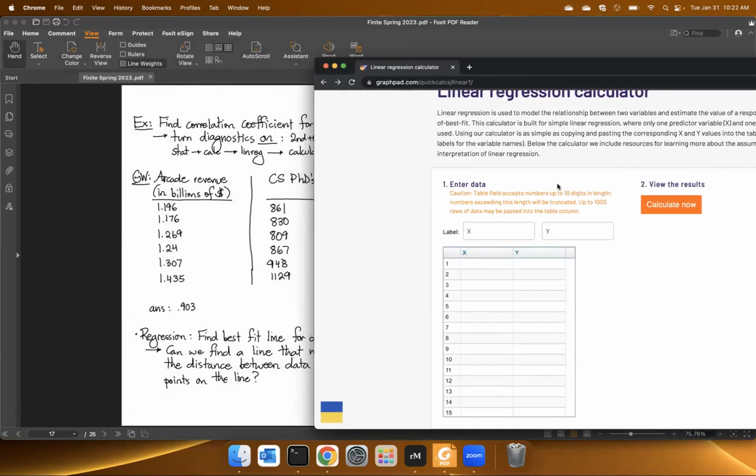So this is just an online linear regression calculator. I'll just keep my labels, it doesn't matter so much. I'm just going to enter in this data. If you were doing this on the calculator, you would go to the stat button and then enter these into the lists L1 and L2. But I'm just going to enter them in here.